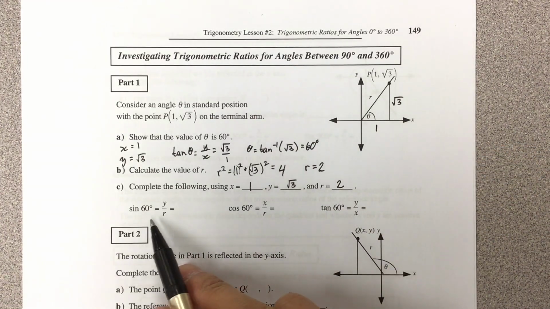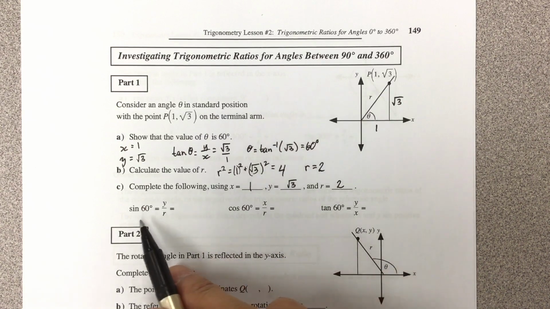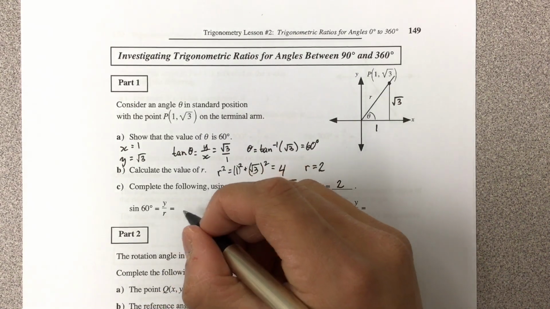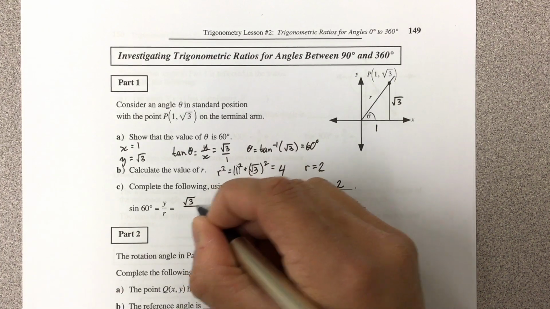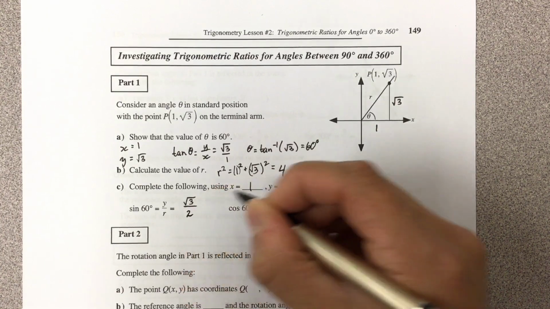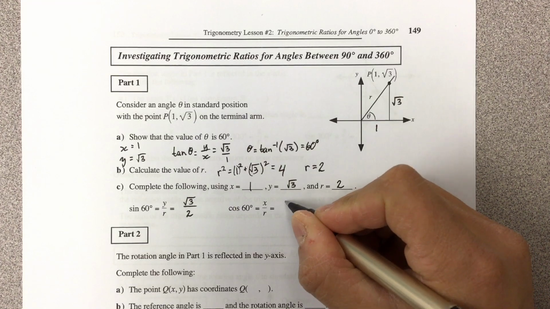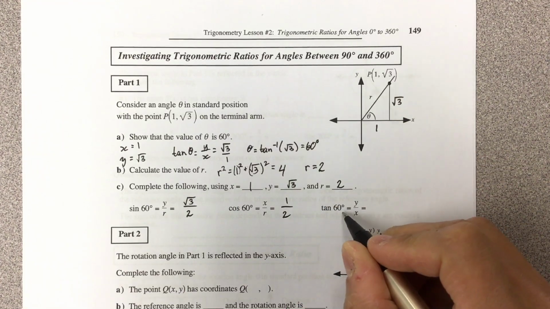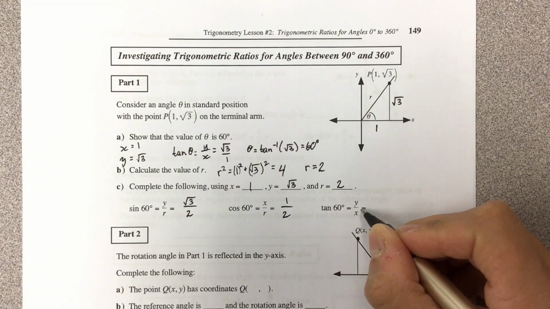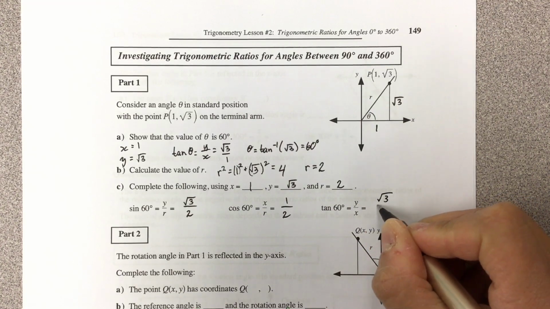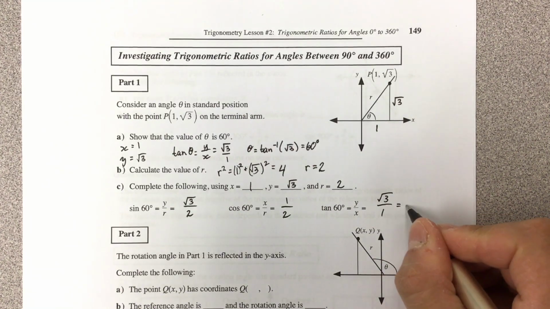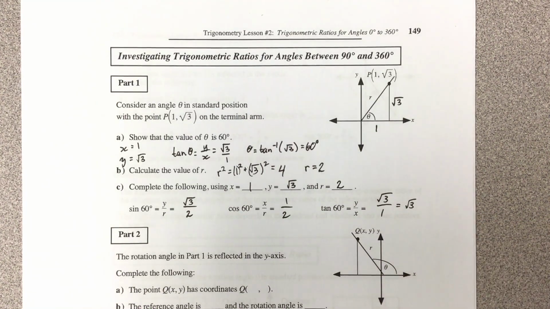So if I wanted to write the ratios for sine 60, cosine 60, and tan 60, I would use the square root of 3 over 2, 1 over 2, and tan 60 is y over x, so square root of 3 over 1, which is just equal to square root of 3.